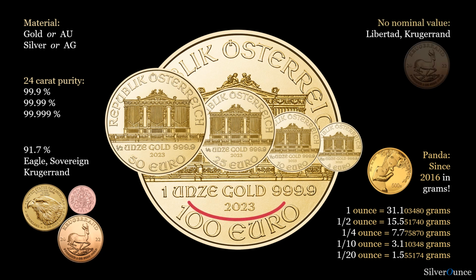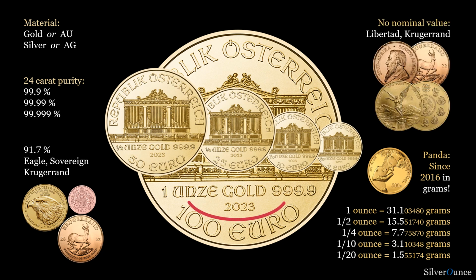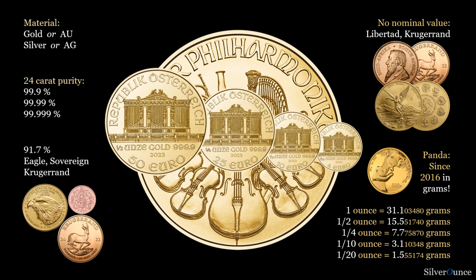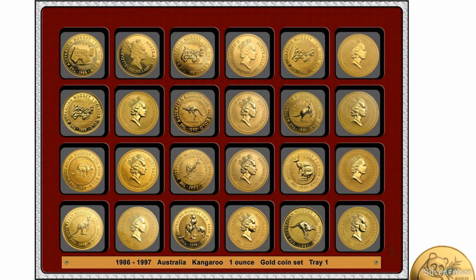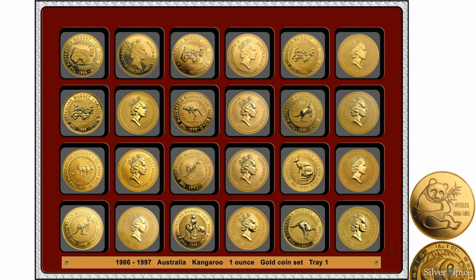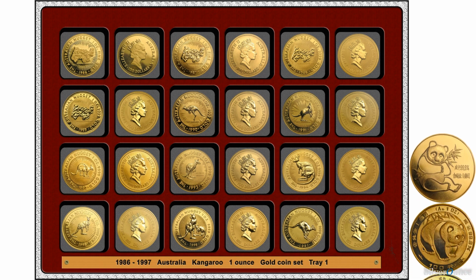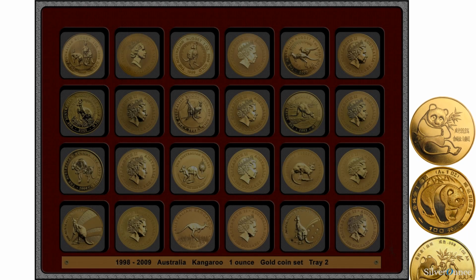The nominal value given by a number and the currency makes it the legal tender of a country and is guaranteed by its government. The Libertad and the Krugerrand have no face value but are extremely common and popular coins. On the head or obverse side of the coin is a national symbol or a prominent person, and on the tail or reverse side is the theme. The Panda and the Kangaroo carry a new design every year, and this is where the opportunity to collect them appears. Their series, starting with the first coin, can be seen here as a taster.